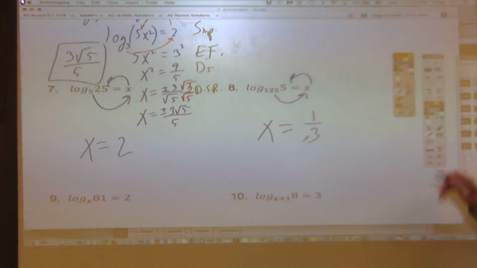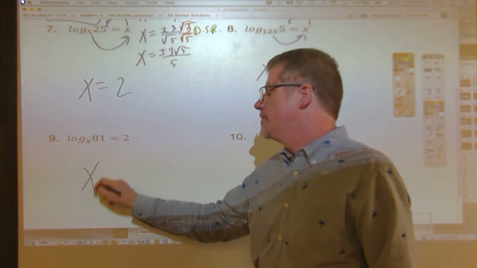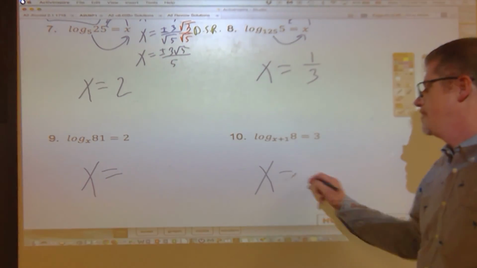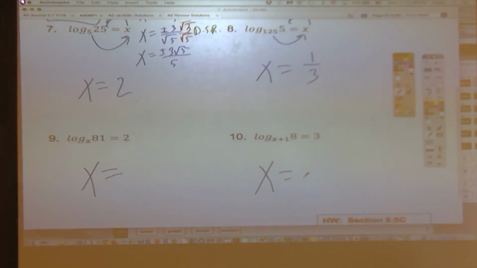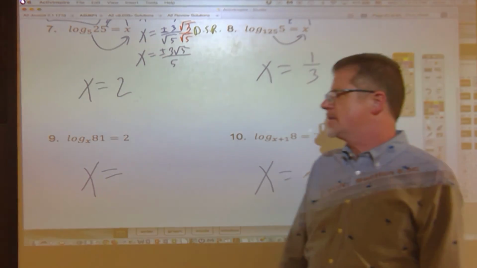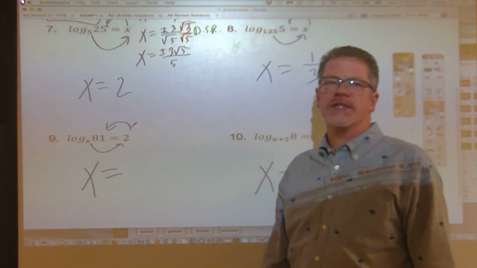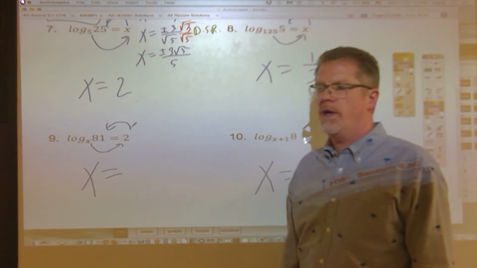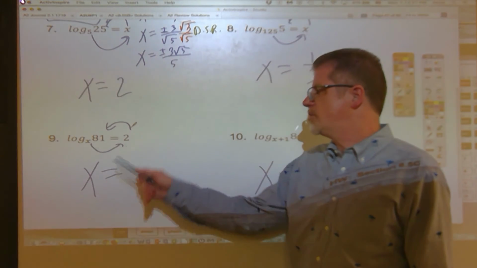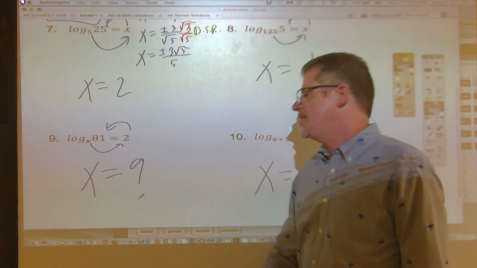Try problems 9 and 10 on your own. These are mental math problems. Now, on problem 9, you have to think of some number such that when you raise it to the 2nd power, you get 81. Who thinks they got that one? What number must that be such that when you square it, you get 81? What is it, class? It's got to be 9.